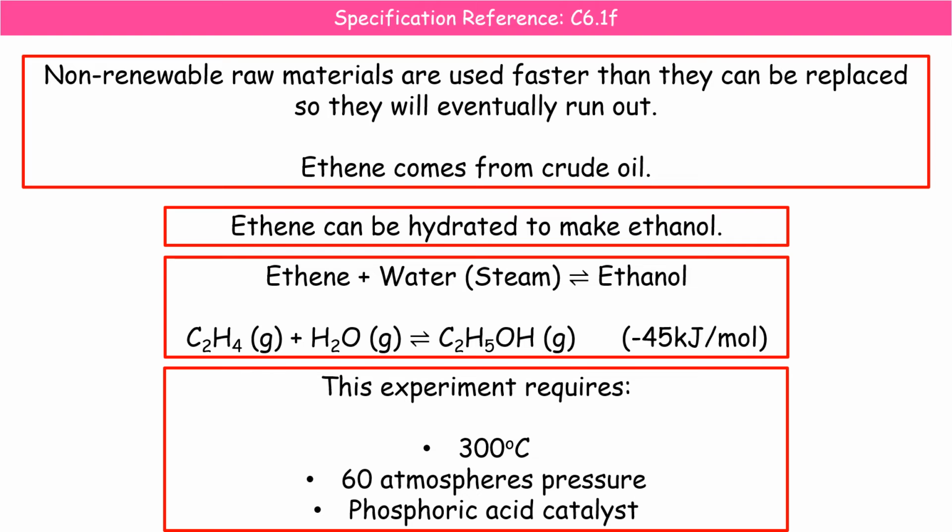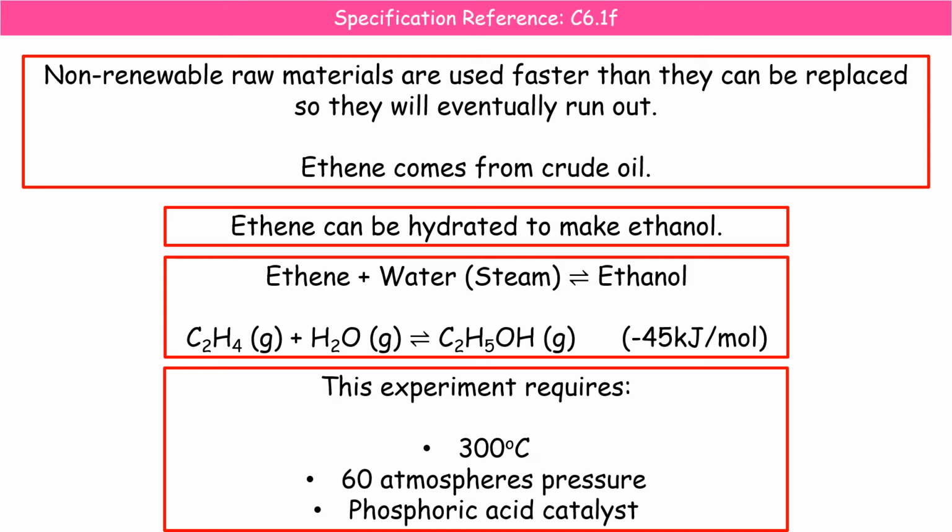Therefore, we can choose conditions to make that more to our favour because we can shift the equilibrium position. The forward reaction we can see is exothermic because it's got a negative sign in front of our 45 kilojoules per mole. Therefore, what we need to do is consider what temperature we would want to use, because when we increase the temperature, we're going to decrease the yield. So 300 degrees Celsius is where we go.